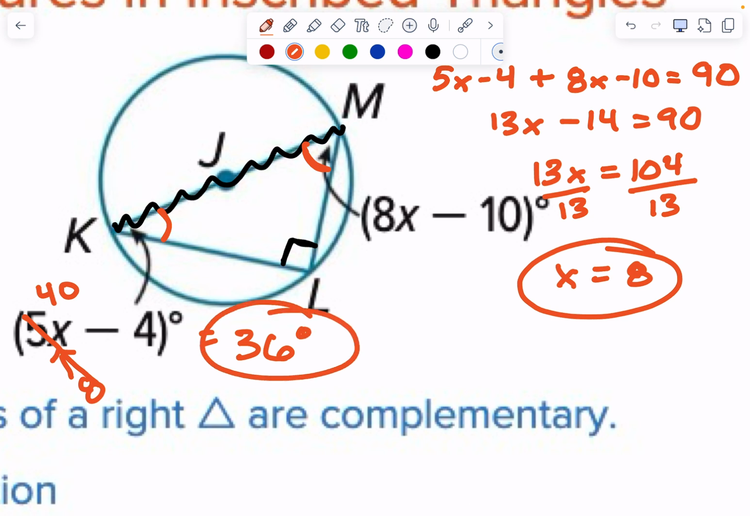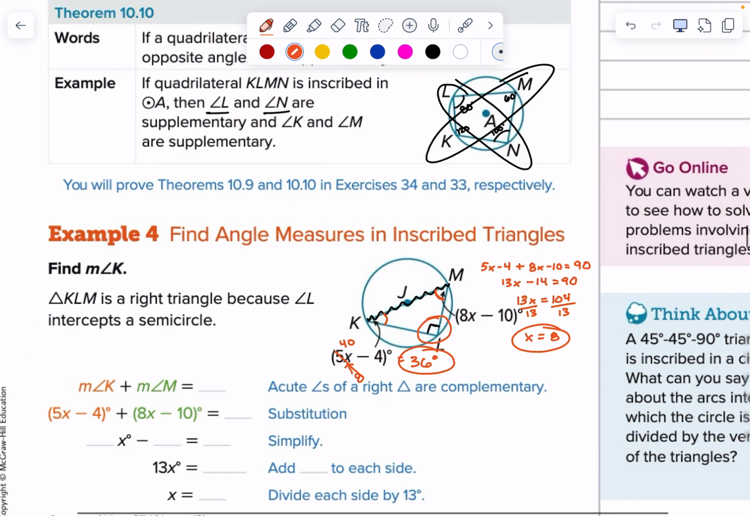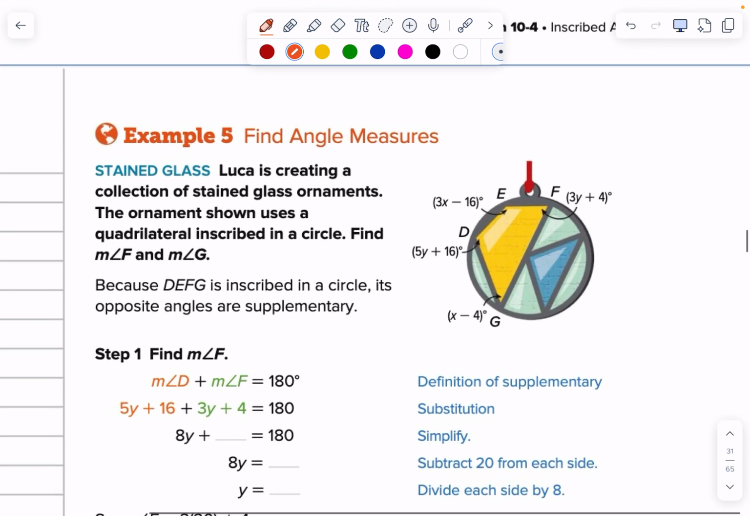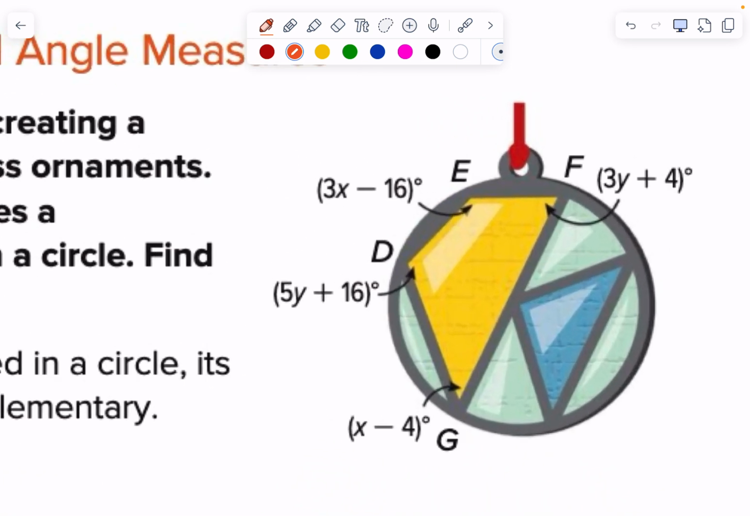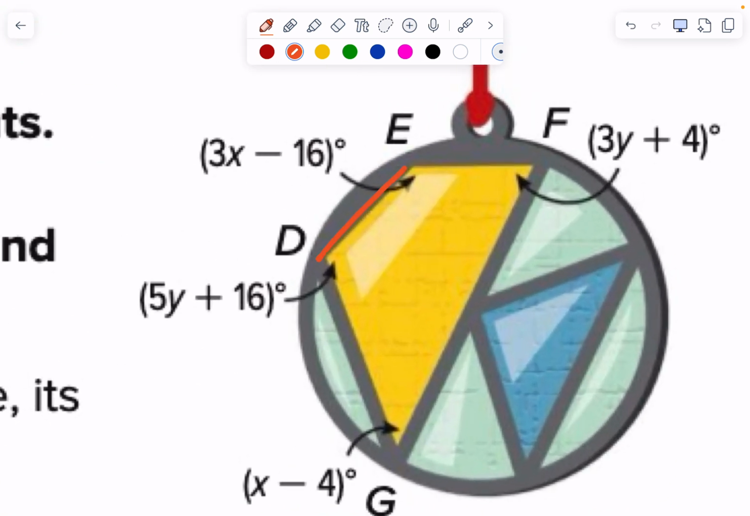But the kicker there was knowing that this is a 90-degree angle, and the other two add up to be the other 90. Let's go to 5. We've got this shape that looks like a trapezoid, but it's not because the two sides are not parallel. But it is a four-sided figure.